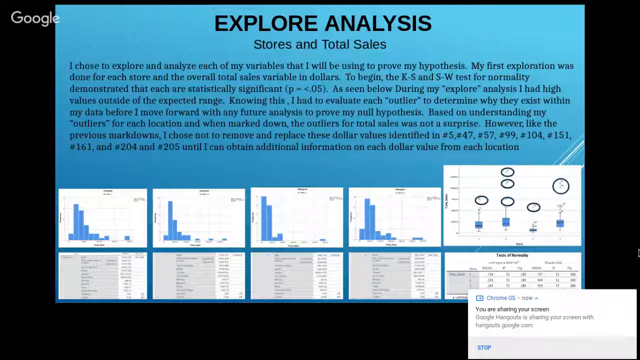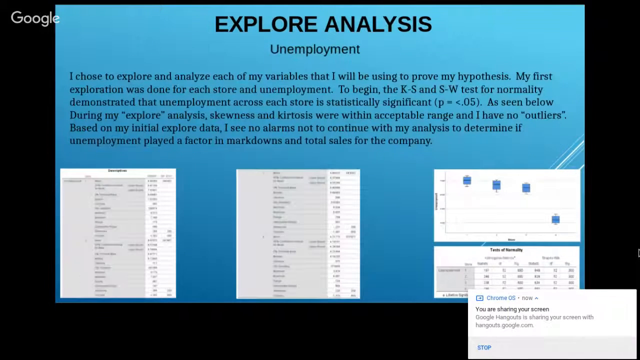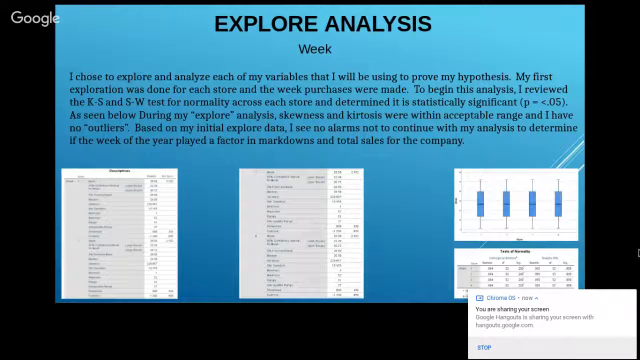So once again, as you've seen from the previous ones, the total sales did show all of the outliers within this. And once again, it's either a holiday or it was additional data that I'm going to have to get from one or all of these companies to determine any more additional data. As you see in my unemployment explore, there were no outliers. This data was actually statistically significant, below 0.05. Same with the week, no outliers. Everything's looking good.